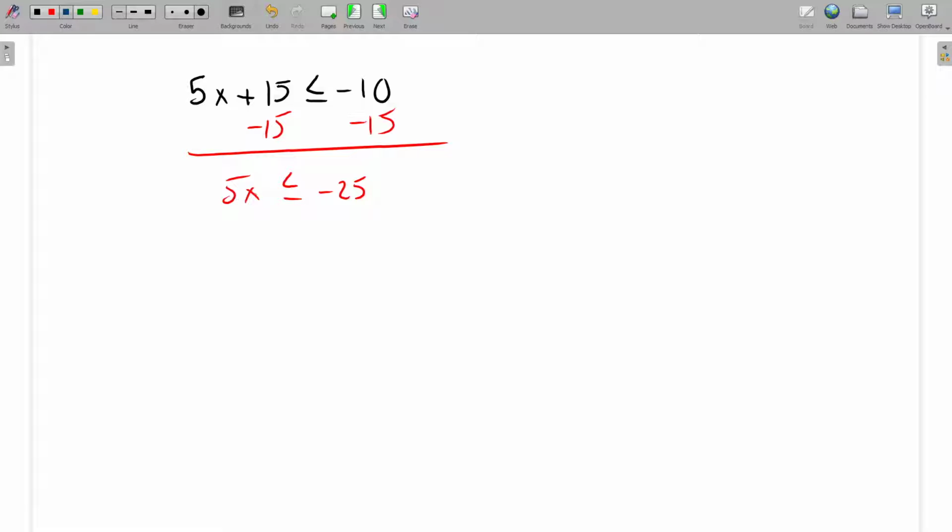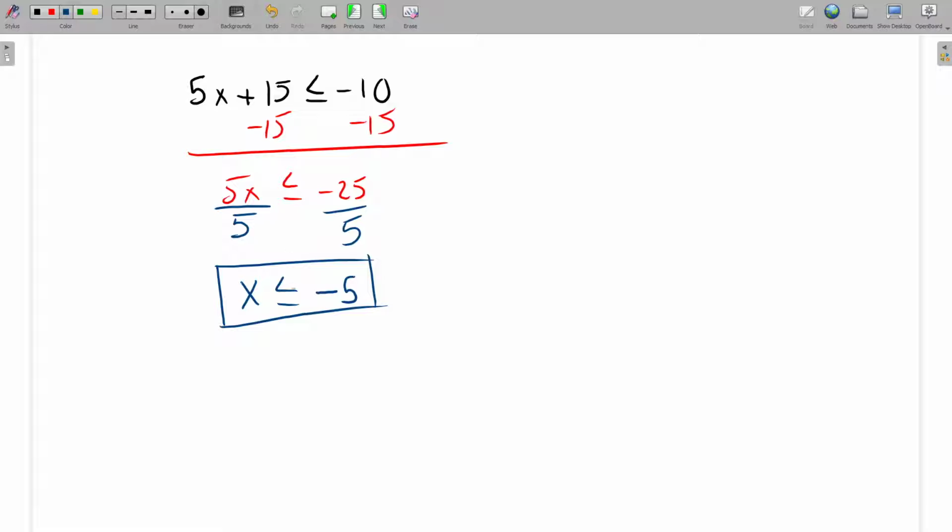To move the 5 that is in front of the x across the less than or equal to, we want to divide by it. So 5 divided by 5 cancels out, leaving us with just an x. The symbol is staying the same, it's still less than or equal to. And negative 25 divided by 5 is negative 5. This is our final answer.